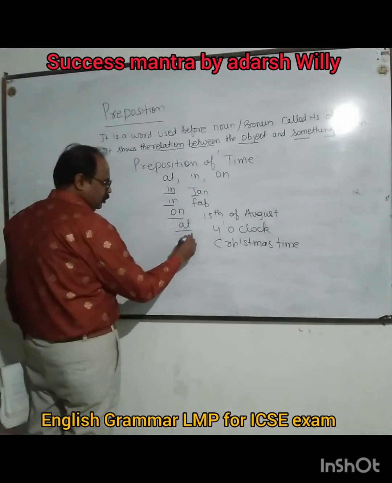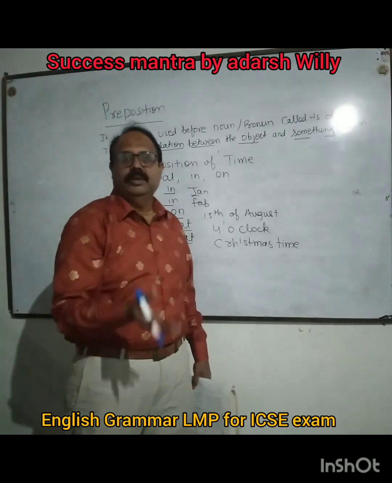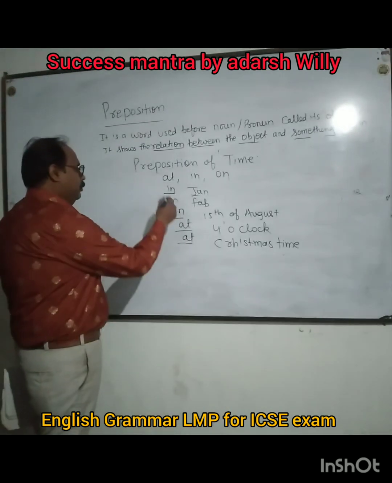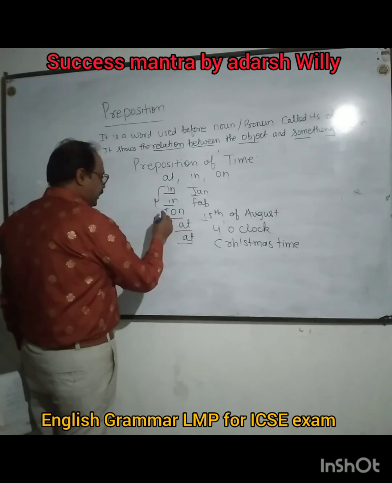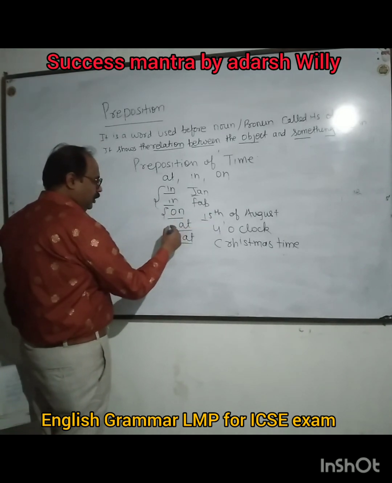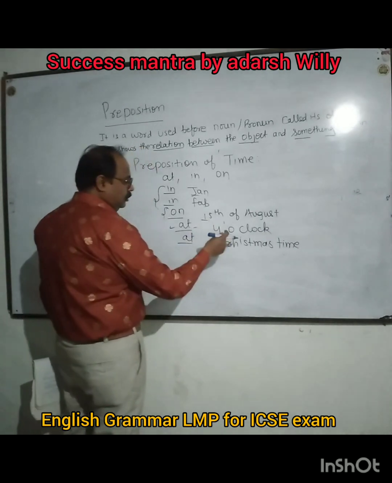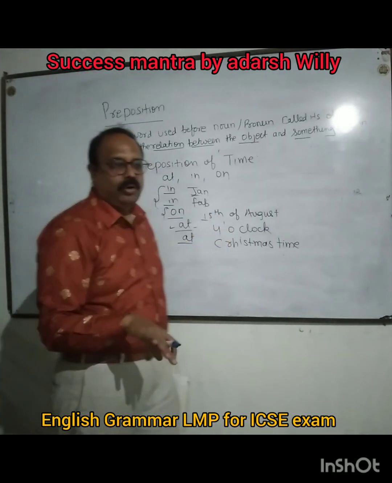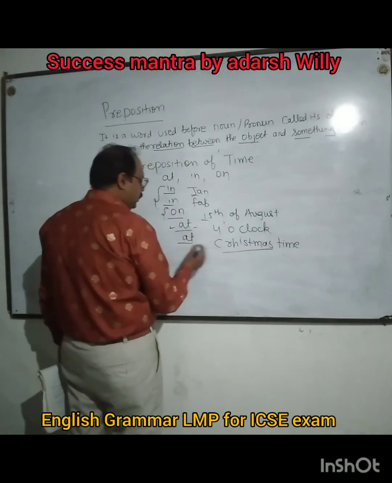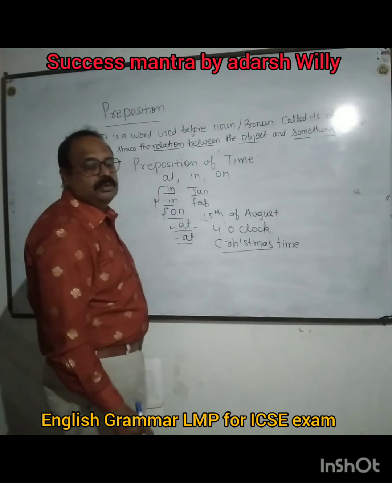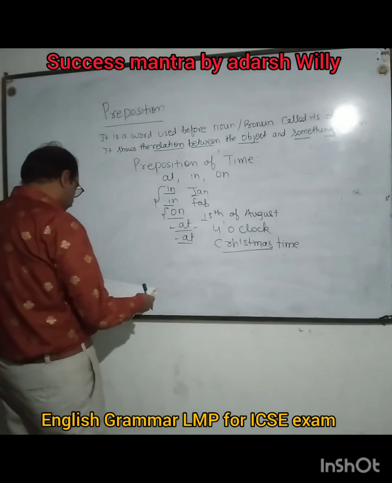At Christmas time. So you can see that all these words are used for showing the relation of time. Okay, so for months we will use in. Okay, when we are talking about some specific date, then we will use on. When we are talking about some specific time, then we will use at. Okay, like at 4 o'clock, at 5 o'clock. Okay, and when we are talking about some special day or something, then also we will use the word at. Got it, all of you?